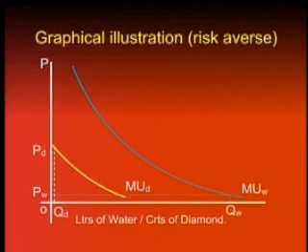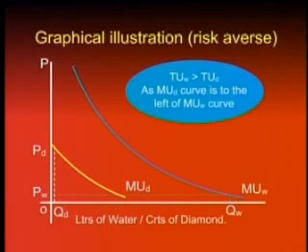Now, as you can see, the marginal utility curve for diamonds is to the left of the marginal utility curve for water, and therefore the total utility of water is higher than the total utility of diamonds at any quantity and at any price. So at any point on these lines, the total utility of water, which is the area under the marginal utility curve, is unambiguously greater than the total utility of diamonds.